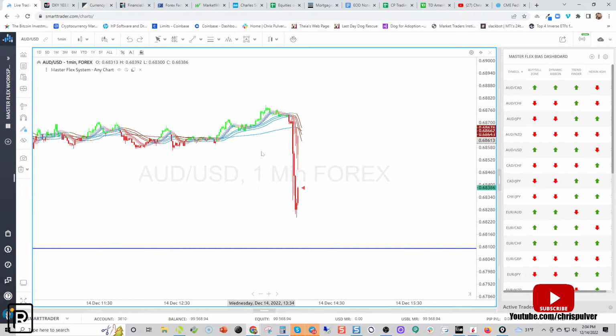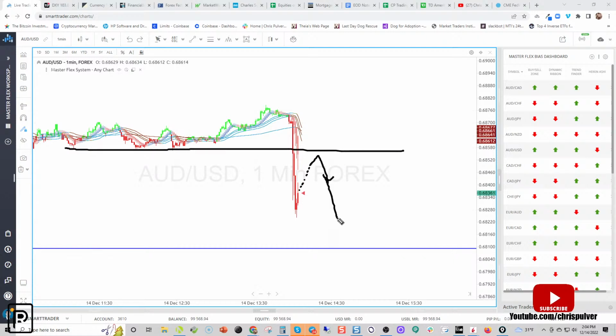The fact we're getting a bit of a pullback, this is what I'd like to see. Let's say that we pull back. Well, we have structure right in here. So if we can pull back and find resistance, we could sell that to retest the low. Volatility-wise, it's looking about 20 to 30 pips on this Aussie dollar.